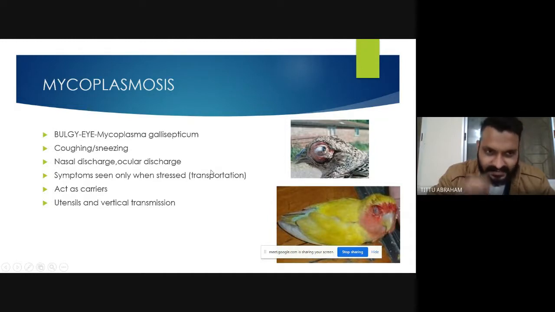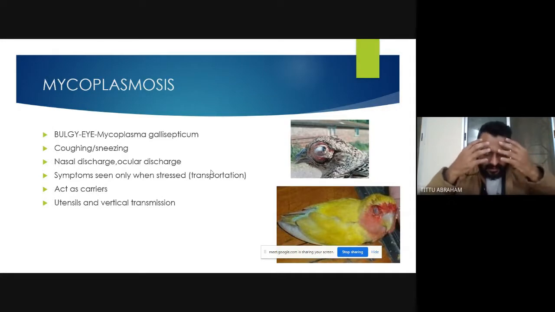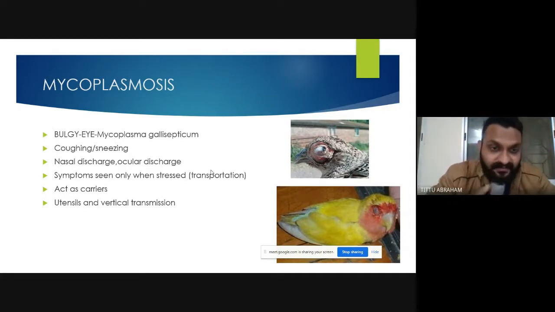Especially what we can see is the bulgy eye. You can see both eyes bulge. You can see even the head or the lower area bulge, where the face bulges. The organism is Mycoplasma gallisepticum. You can see nasal discharge, ocular discharge, even cough and sneezing can be heard.